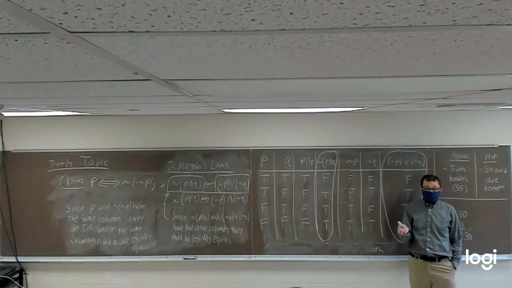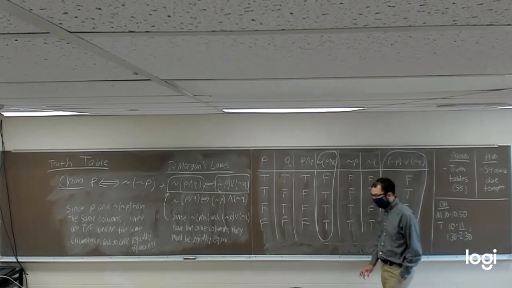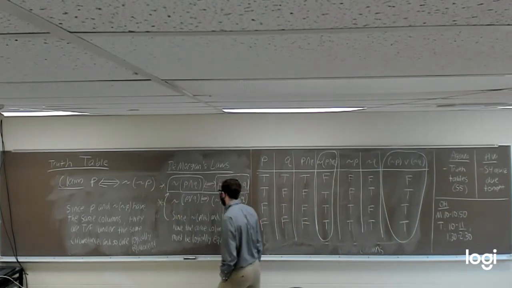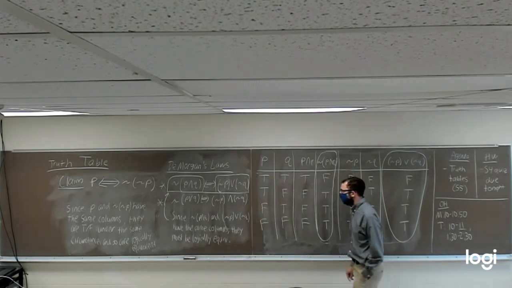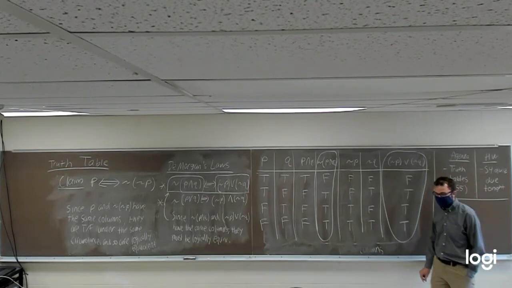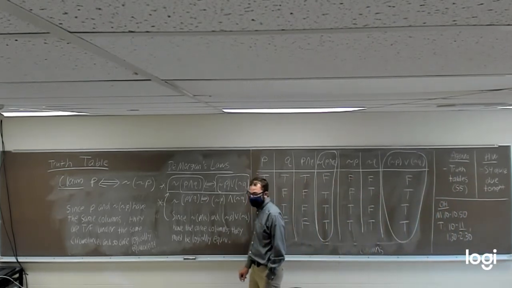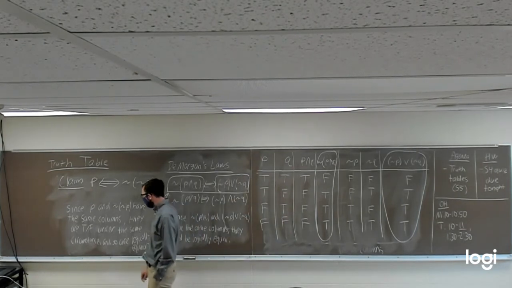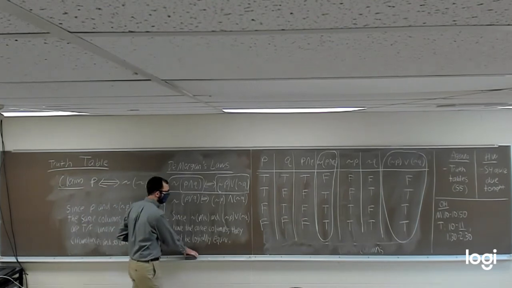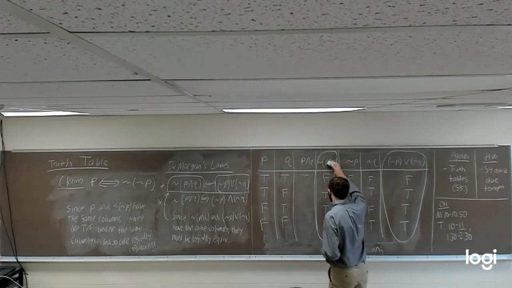I'd like for you all to take a few minutes and see if you can construct a truth table to prove De Morgan's second law, the one that says the negation of P or Q is logically equivalent to negation of P and negation of Q. I think we'll be able to use a lot of the same table.